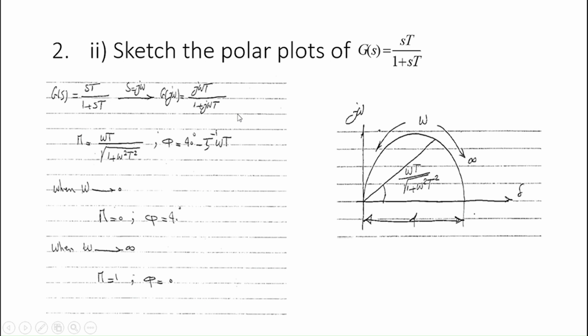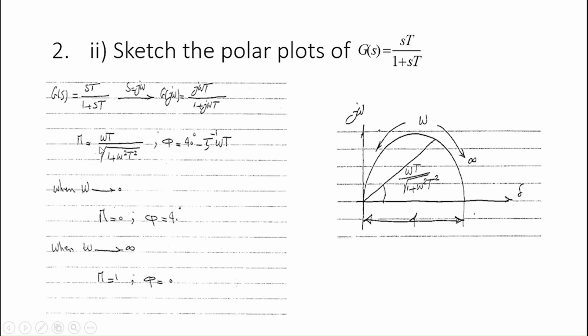Now what we need to do is identify the magnitude and phase. To identify the magnitude, the magnitude of the numerator divided by the magnitude of the denominator will be the magnitude of the whole function. That will be omega t whole thing upon root of 1 plus omega squared t squared. And the phase is given by the phase of the numerator minus the phase of the denominator. The phase of the numerator is 90 degrees, so 90 degrees minus the phase of the denominator, which is tangent inverse of omega t.